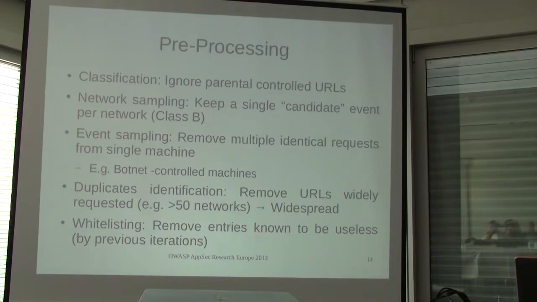So if a URL is widely requested, for example from more than 50 different networks, we remove it because we assume that this might be a widespread attack. Actually, this is adjustable: if you go higher, so if you specify 100 networks, you will probably have fewer false positives, right? And finally, we learn from the past. We run this process in batch mode every night, and if we see that some machines are not involved in targeted attacks, or some URLs are not involved, we avoid reprocessing them the day after. So we learn from the past.